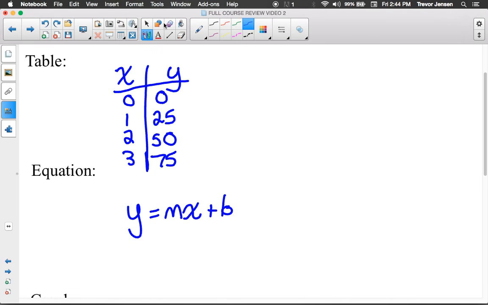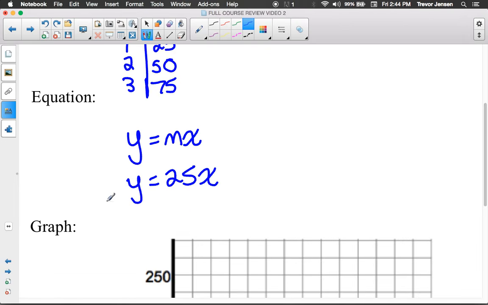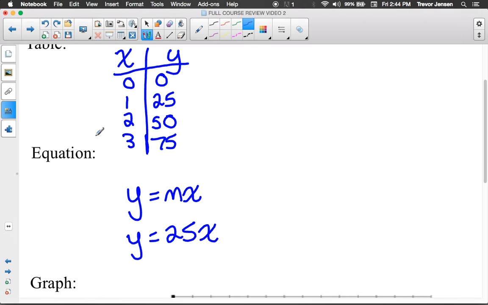So we don't need the plus b because b is 0 in this case. The initial value, the y-intercept, is 0. So the relationship between cost, remember y is cost, x is time, cost is equal to $25, that's our rate of change, times the amount of time they do work for. And this equation shows us the relationship between y and x for any value of x, right?